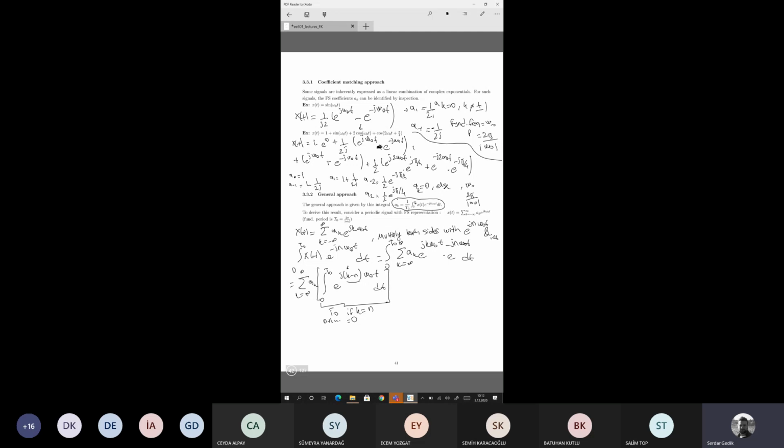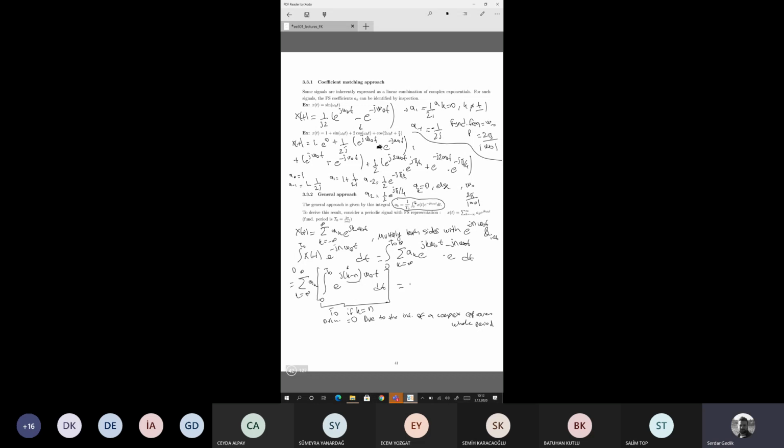If we integrate a sine or a cosine or a periodic exponential or a sinusoid over a period, the result is nothing but 0. So it is 0 due to the integration of a complex exponential over the whole period. Okay, this is the case.